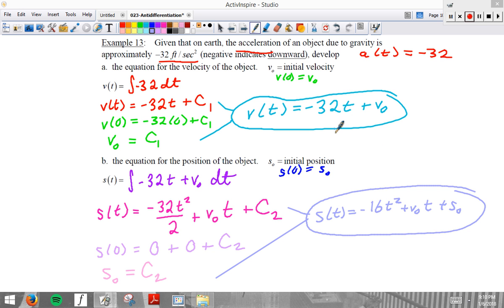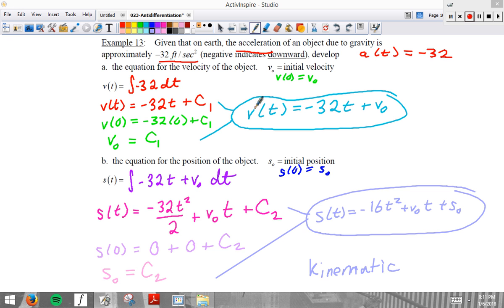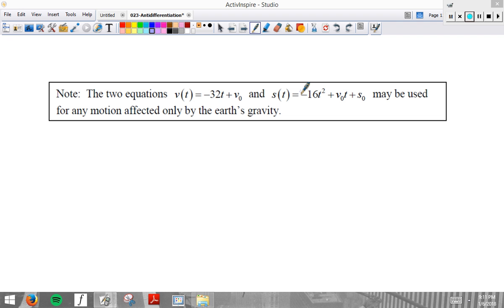So these two equations are called the kinematic equations, 3 if you include the acceleration, the kinematic equations concerning motion. Equations of motion of objects in free fall on Earth. I highly recommend you memorize these two so you have an easier time on the AP test or on my test and don't have to go derive these equations every single time. That would waste your time. You should memorize these two equations.